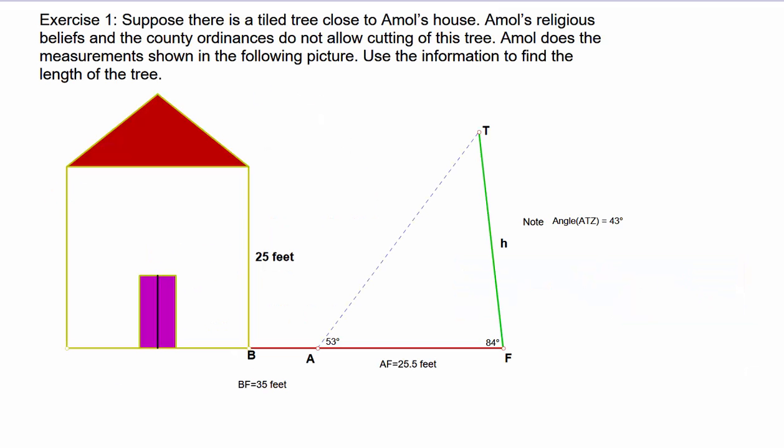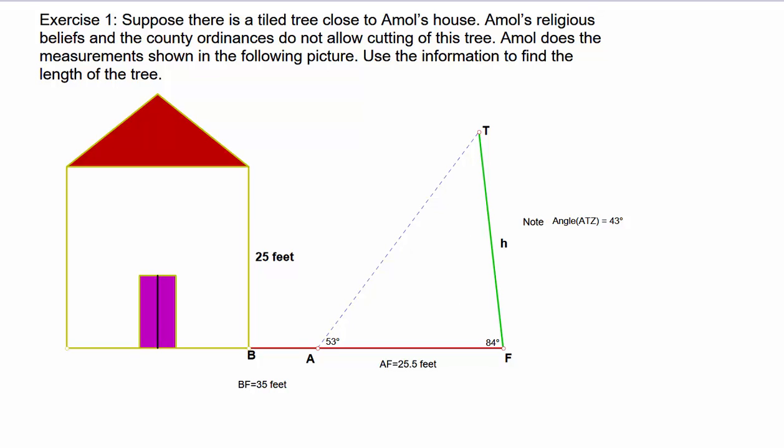So let's go ahead and apply this law of sines in a scenario. Say we have a tilted tree close to this house, and we can measure this angle as 84 degrees, and this angle of elevation is, say, 53 degrees. And this length from the point where the angle of elevation was measured is 25.5 feet, and we have to use this to obtain the length of the tree.